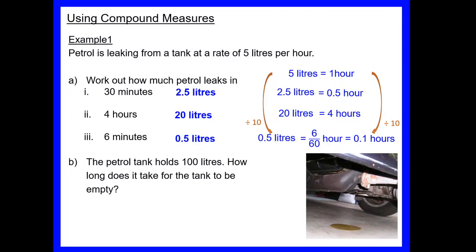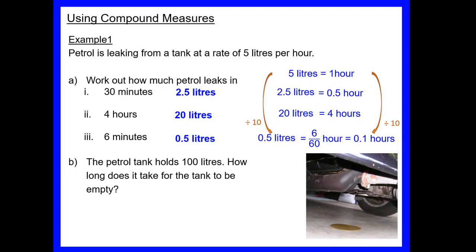So by using this method of comparison, whatever we do to one side, we do to the other. If we're going to move from a big number to a smaller one, then we need to divide. If we're going from a small number to a bigger one, we're going to multiply. So we need to always work out what we're dividing or multiplying by.